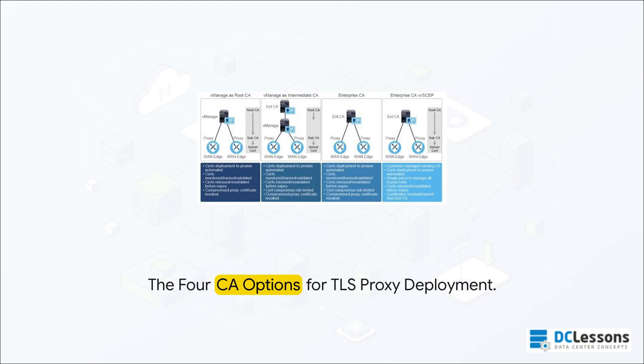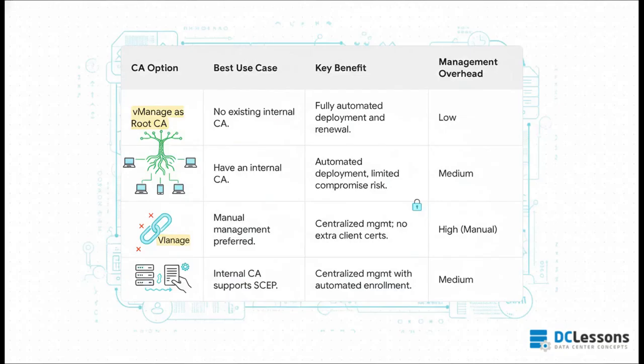So let's dig into the pros and cons of each one. Think of this table as your decision-making guide. First up, vManage as a root CA. This is your easy button, right? Super low overhead. If you don't have an internal CA already, this is probably your go-to.